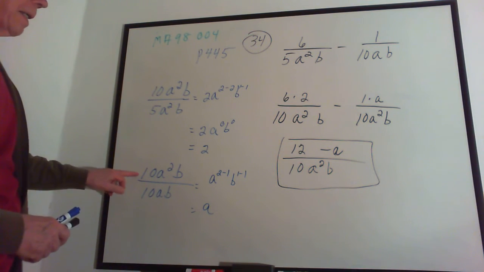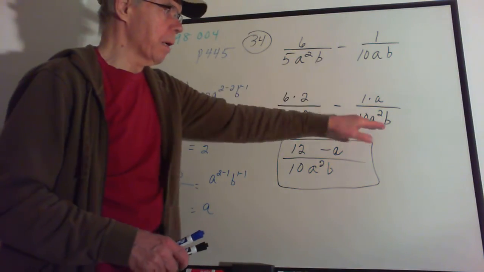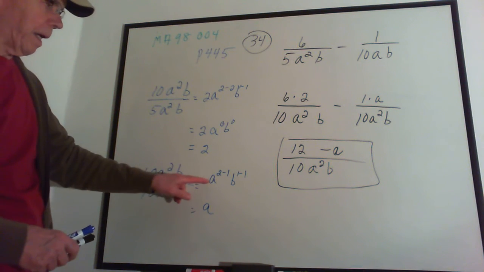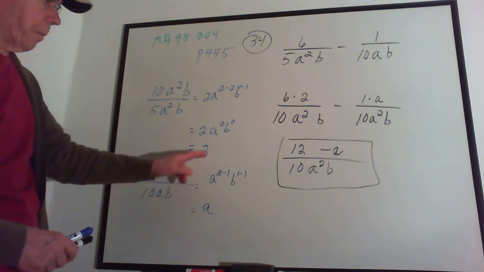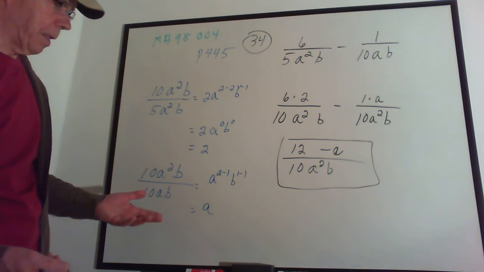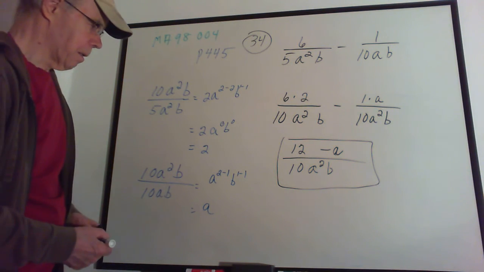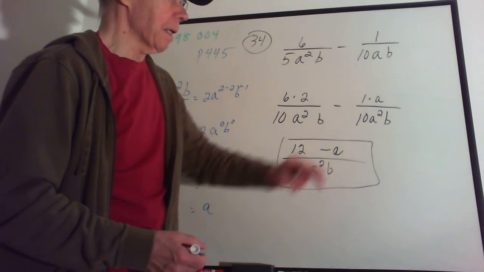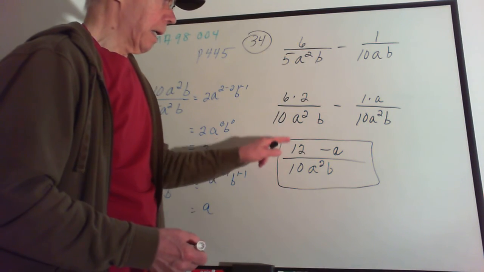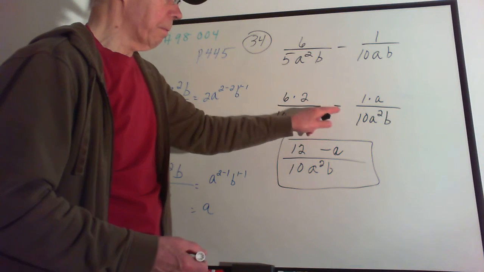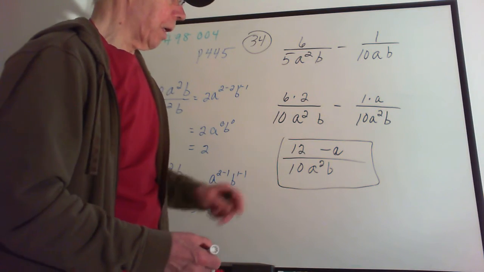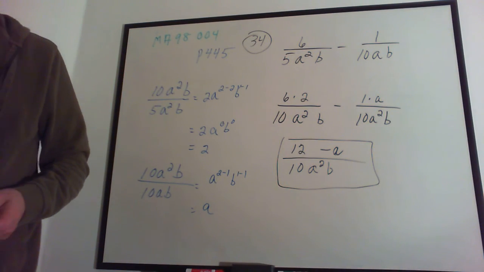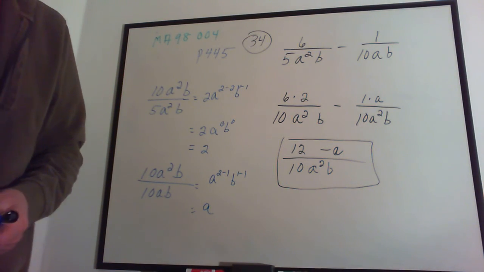Now I'm going to divide 10ab by 10a squared b. The 10's will cancel, it's going to be a to the 2 minus 1, b to the 1 minus 1, which is going to give me b to the 0, so this is going to give me a. So it's going to be 1 times a, and it's going to be 12 minus a over the common denominator, 10a squared b. So try problem 36.